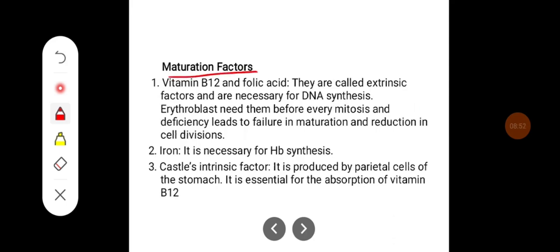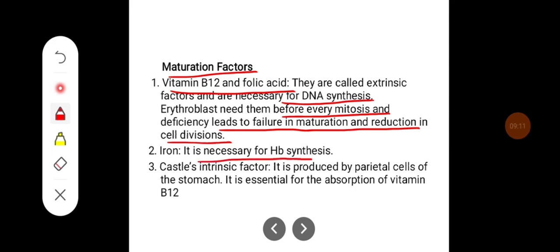Some of the maturation factors like vitamin B12 and folic acid are called extrinsic factors and are necessary for DNA synthesis. Erythroblasts need them before every mitosis, and deficiency leads to failure of maturation and reduction in cell division. Iron is necessary for hemoglobin synthesis, for the formation of heme. Castle's intrinsic factor is produced by the parietal cells of the stomach, and it is essential for absorption of vitamin B12. It is also called intrinsic factor.